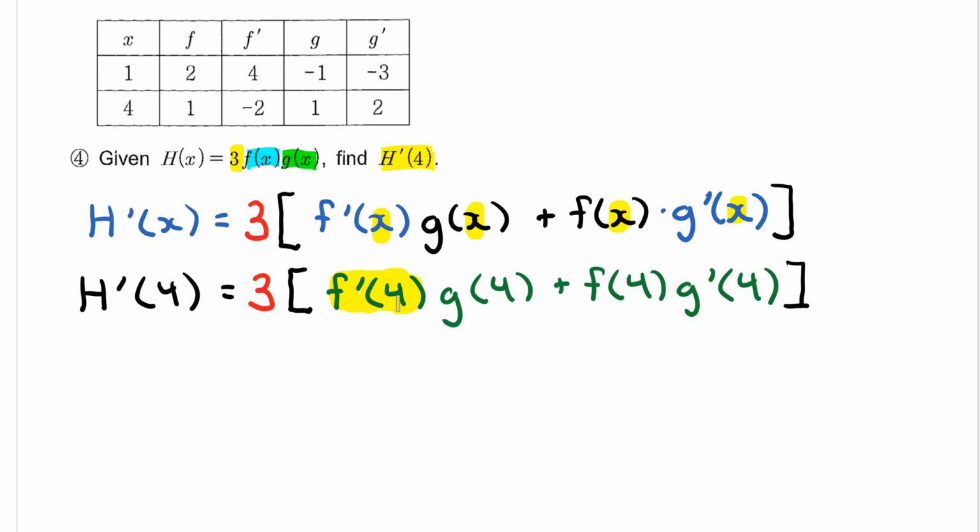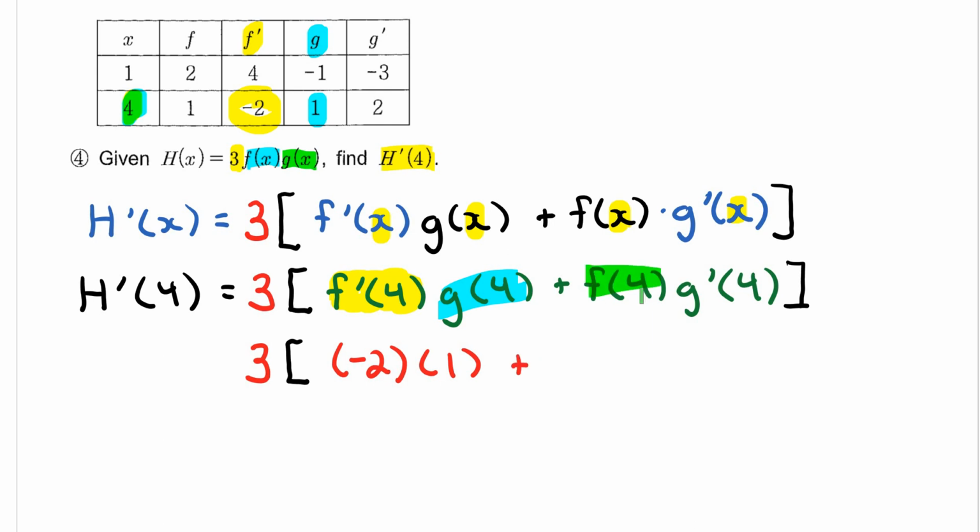And then once we've done that, we can go to the table now and figure out what these values are. So what's f prime of 4? Well, here's f prime, there's 4, now the value is negative 2. All right, so a 3, open bracket, f prime of 4 is going to be negative 2, so let's put a bracket negative 2. And then what is g of 4? Well, here's g, there's 4, g of 4 is going to be 1, so I can times that by a 1, plus, and then what is f of 4? Well, here's f, there's 4, and f of 4 is 1, so let's multiply that by a 1.